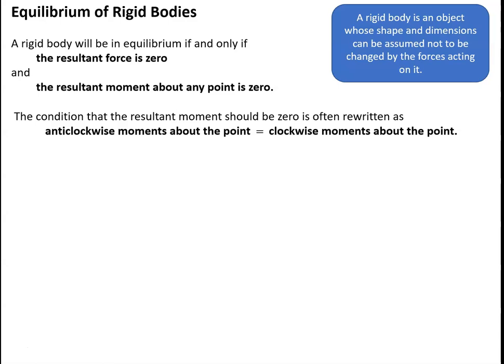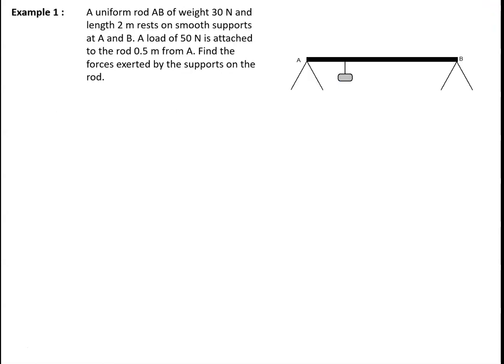The condition that the resultant moment should be zero is often rewritten as saying that the anti-clockwise moments about a point must be equal to the clockwise moments about a point. So let's see this now in three examples.